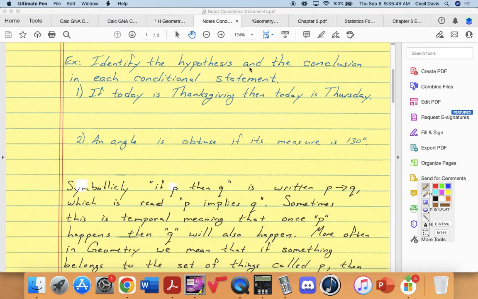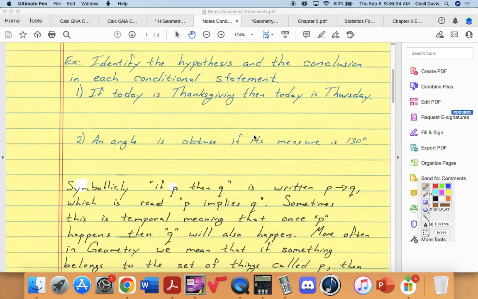But we'll, like I said, mainly stay away from things that are time-bound because it gets confusing. So identify the hypothesis and the conclusion in each conditional statement. Notice this one is already in if-then form. If today is Thanksgiving, then today is Thursday. By the way, is that a true sentence? Yes. And someone will occasionally go, but today's not Thanksgiving. I didn't say it was Thanksgiving. I said, if today is Thanksgiving, then today is Thursday. Is today Thanksgiving right now? No. Answer my question, not anything else.